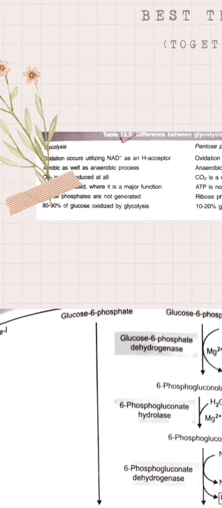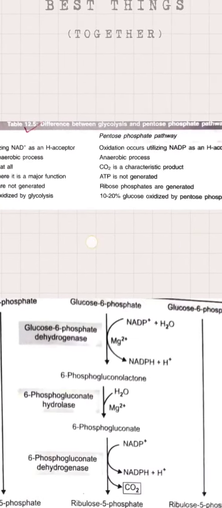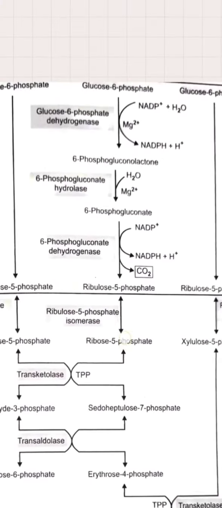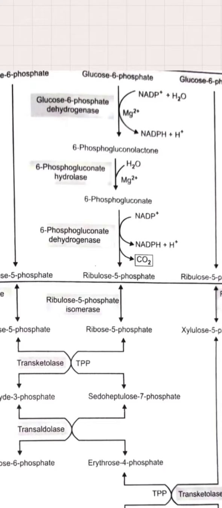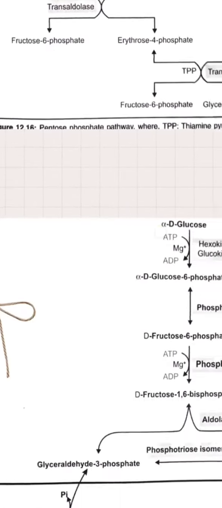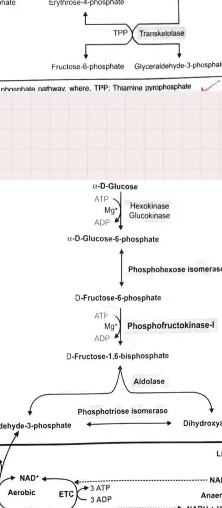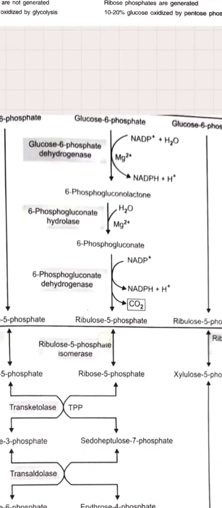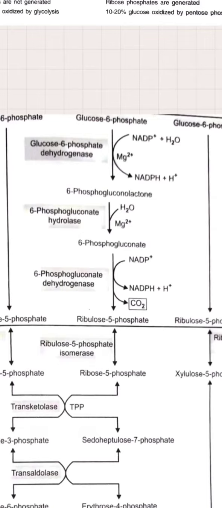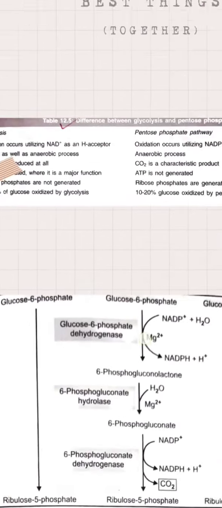Third difference is CO2 is not produced at all in glycolysis, and here CO2 is a characteristic product. So in pentose phosphate pathway we can see CO2 is produced. If we see in glycolysis, there is no CO2 produced. Here this process, third step, is called decarboxylation due to the removal of CO2.